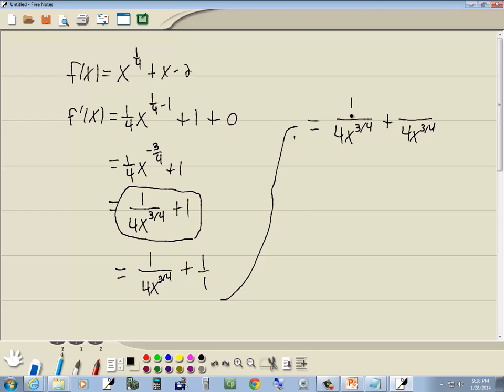Now the first fraction already has that, so we don't change it at all. For our second fraction, we multiplied the bottom part by 4x to the 3/4, so we have to multiply the top part by 4x to the 3/4. Now they have the same denominator, so I'm going to merge together the top parts, which will give me 4x to the 3/4 plus 1 all over 4x to the 3/4.